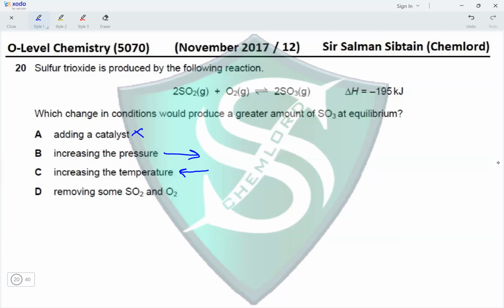Removing some SO₂ and O₂. SO₂ and O₂ are reactants. If the concentration of the reactants is decreased, the equilibrium will shift backwards to maintain the concentration of the reactants. So the question asks us which change in condition would produce a greater amount of SO₃ at equilibrium. That would be a shift of equilibrium towards the right. And the option that has the equilibrium shifting towards the right is B, making B the correct option for this question.